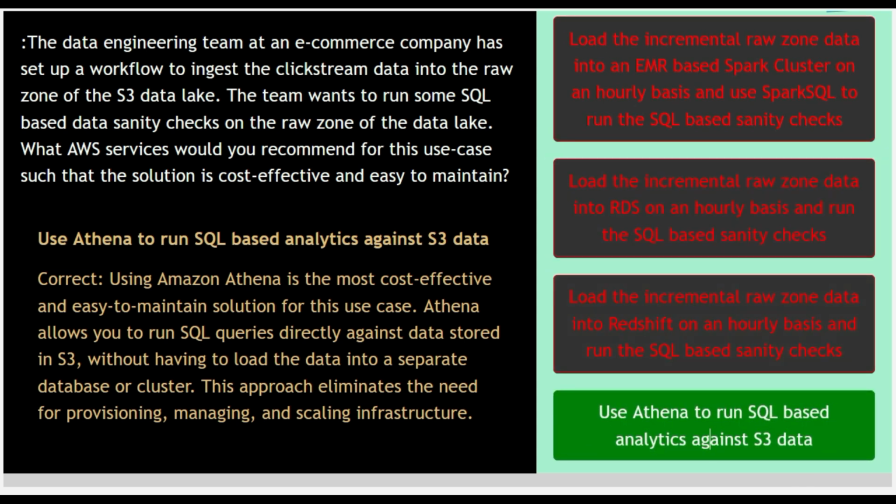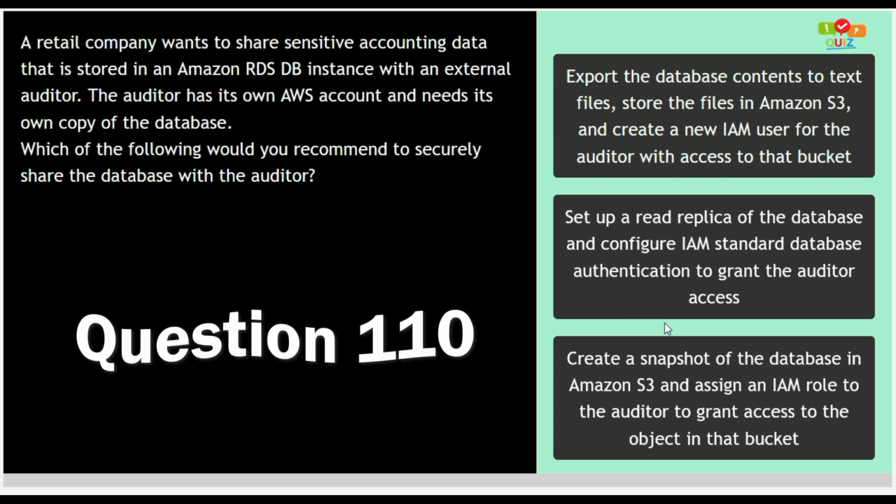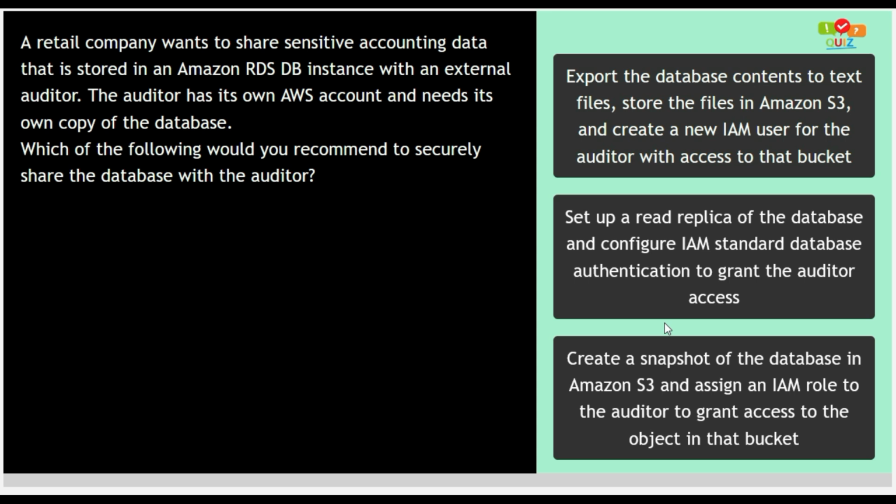Let's go to the next question. A retail company wants to share sensitive accounting data that is stored in an Amazon RDS DB instance with an external auditor. The auditor has its own AWS account and needs its own copy of the database. Which of the following would you recommend to securely share the database with the auditor?